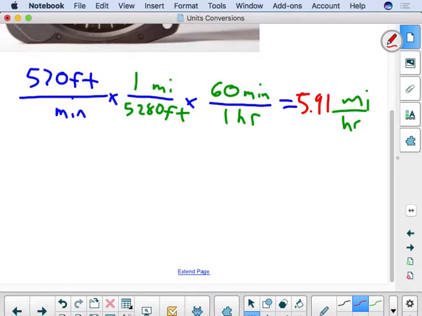5.91 miles per hour. Claire, how many sig figs do I have in my original measurement? 2. Gigi, how many sig figs should I have in my final answer? 2. Alex, what should my final answer be? 5.9. 5.9 miles per hour. This is just like altitude correction. It's not doing a quick up and down. It's just slowly gaining or losing altitude at around 6 miles an hour.